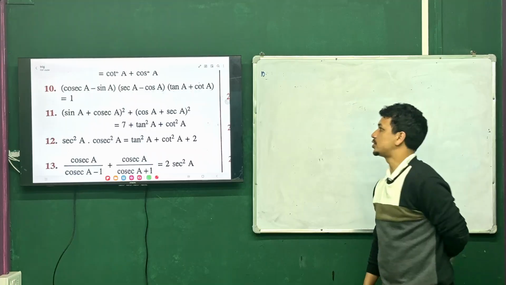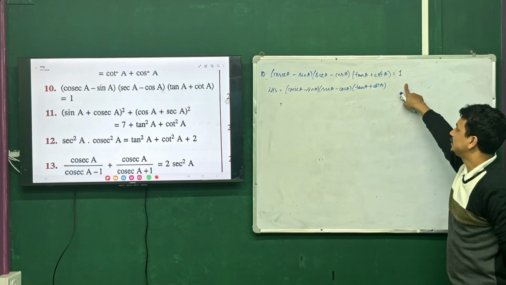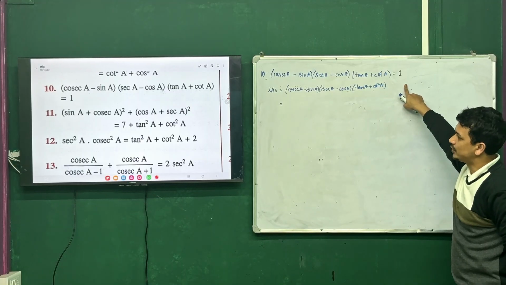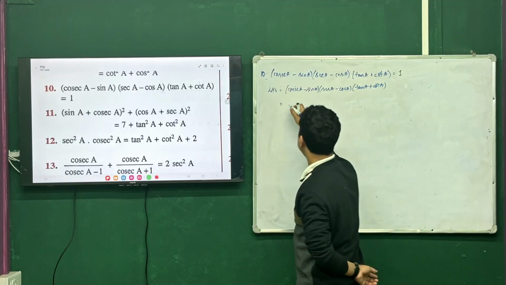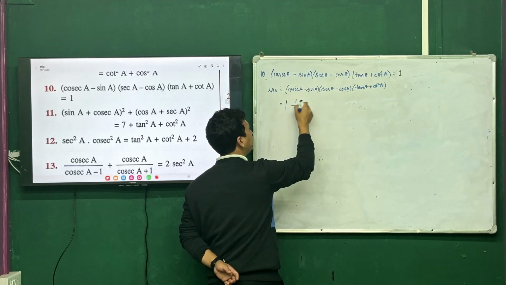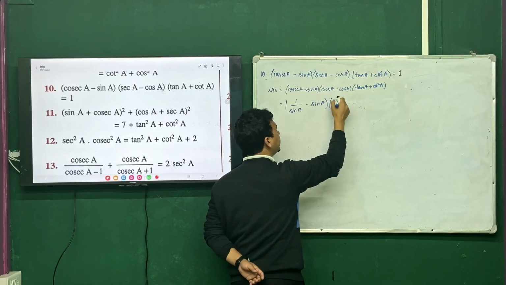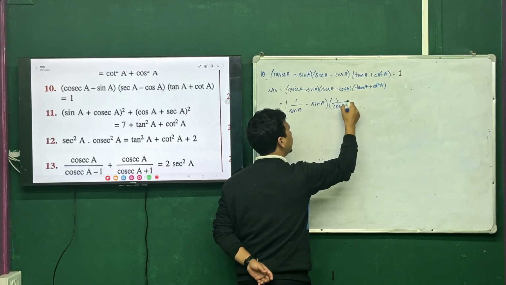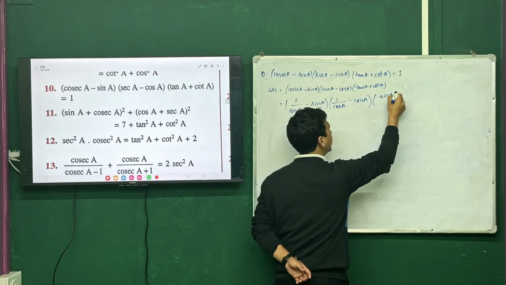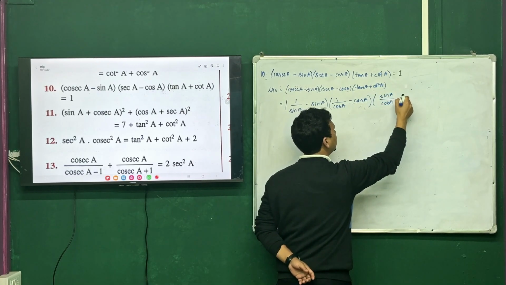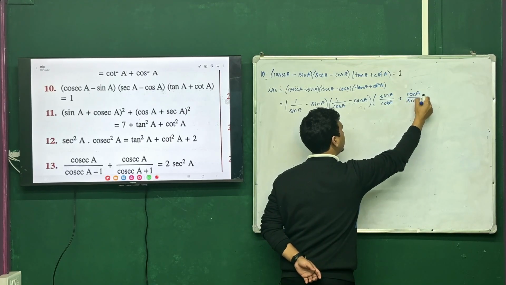Let's continue with question number 10. See, on the right side we need 1. That means no trigonometric ratio. Generally when that happens, the rule is to convert everything to sine and cos. So please convert everything to sine and cos. Cosec A is 1 upon sine A, minus sine A. Sec A is 1 upon cos A, minus cos A. Tan A is sine A upon cos A, plus cot A is cos A upon sine A.